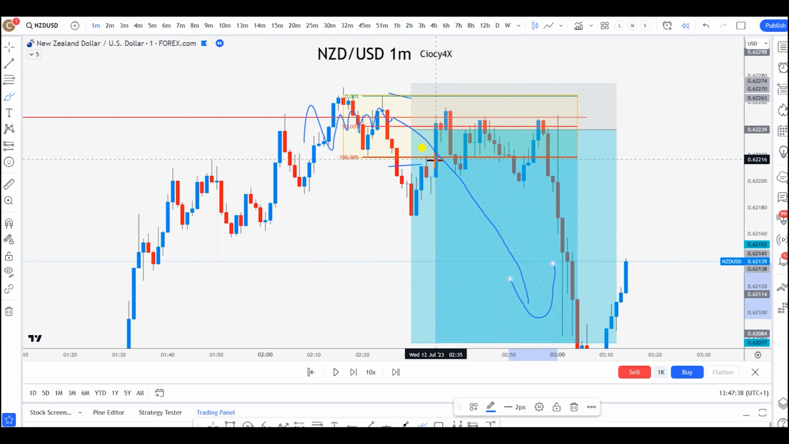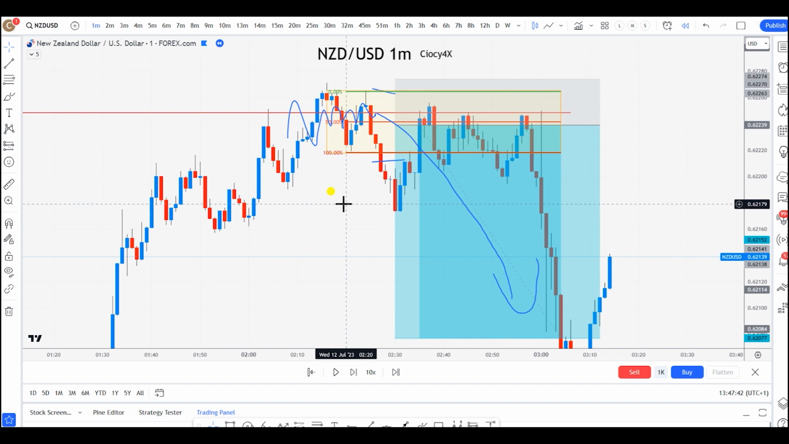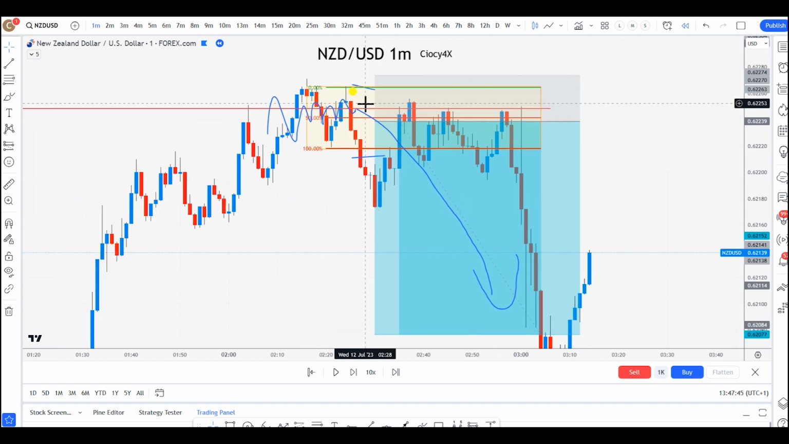What is more important, an order block or imbalance? Well, after everything that I explained, you can clearly see that the most important thing is literally this.